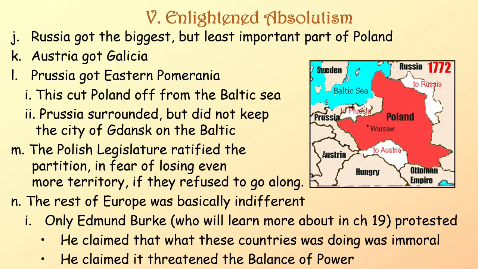Austria got a section called Galicia. Prussia got a section called Eastern Pomerania. And this cut Poland off from access to the Baltic Sea. Prussia surrounded but did not keep the city of Gdansk on the Baltic, so they had a corridor there. The Polish legislature ratified the partition in fear of losing even more territory if they refused to go along. And the rest of Europe was basically indifferent. Only Edmund Burke, who we will learn more about in chapter 19, protested this whole thing. He claimed that what these countries were doing was immoral, and he claimed that it threatened the balance of power.